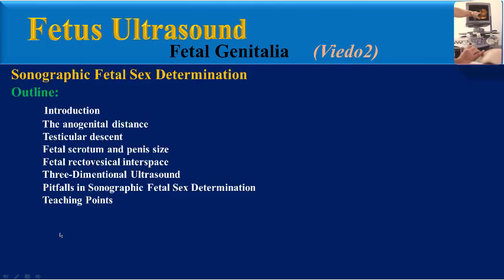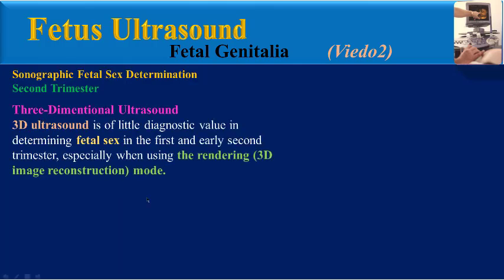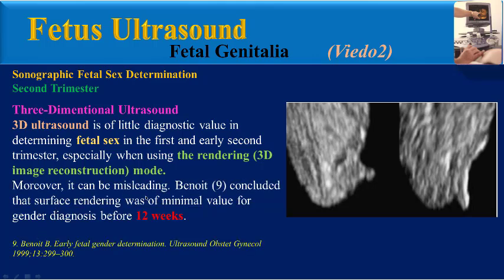What is the role of three-dimensional ultrasound in fetal sex determination? 3D ultrasound has limited diagnostic value in determining fetal sex in the first and early second trimester, especially when using the rendering 3D image reconstruction mode. Moreover, it can be misleading. This study concluded that surface rendering was of minimal value for gender diagnosis before 12 weeks of gestation.